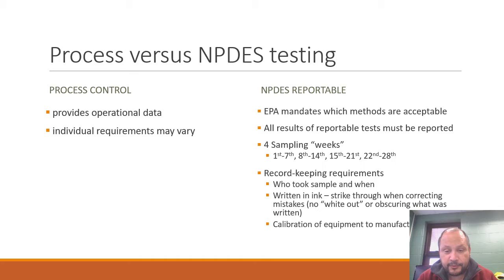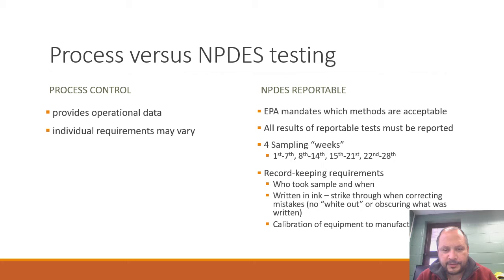All results of those reportable tests have to be reported. So say, for example, here at our plant, if we have to do a test 3 days a week, a minimum of 3 days a week. If we actually did it 5 days a week, we have to report all 5 of those results. We can't just pick the 3 best ones.